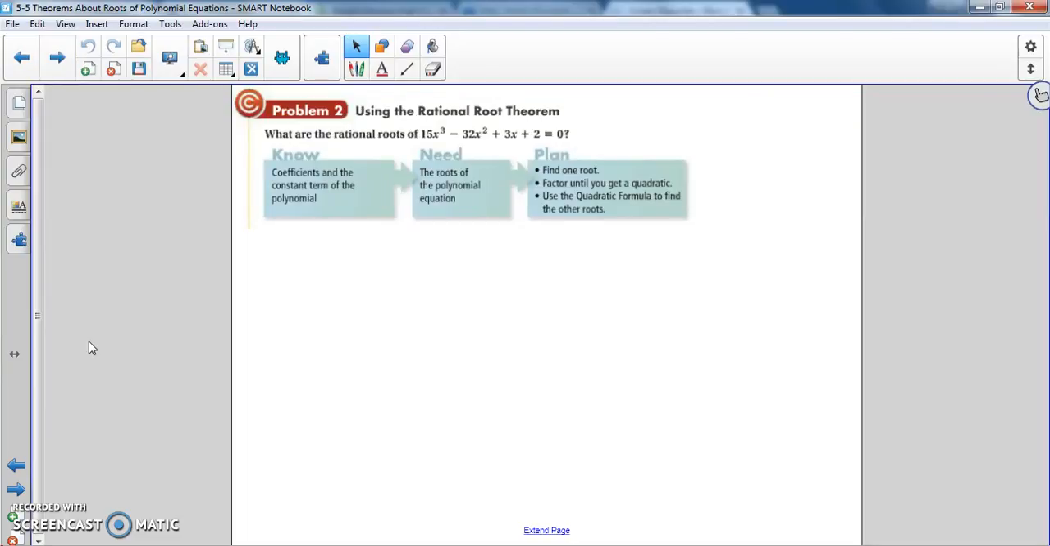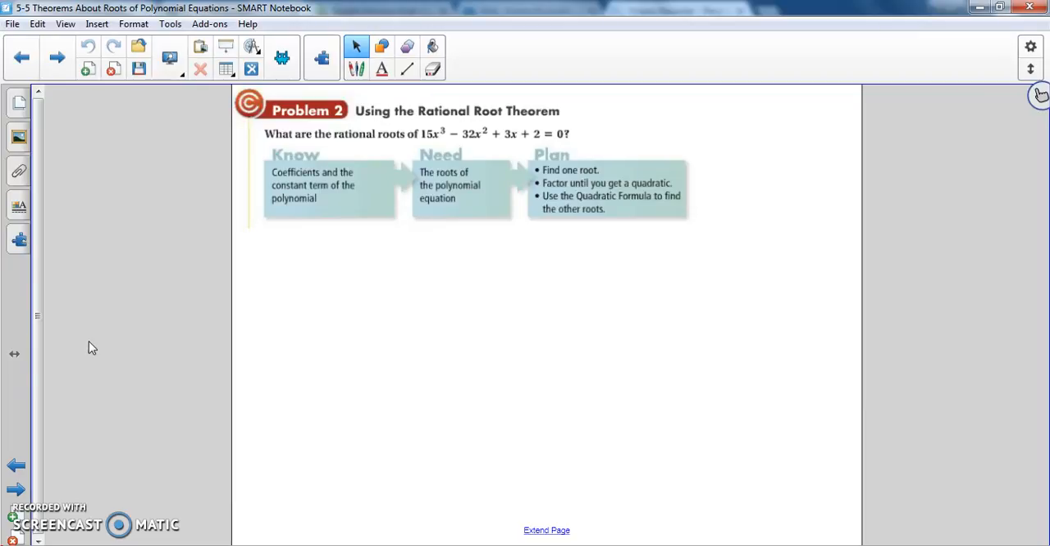So once you find one root, we're going to use synthetic division to factor the polynomial and continue finding roots and dividing until you have a second degree polynomial, because once we have that second degree polynomial, we can either factor or use the quadratic formula to find the remaining roots.